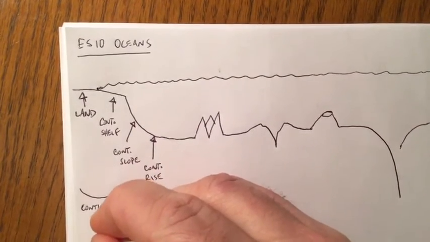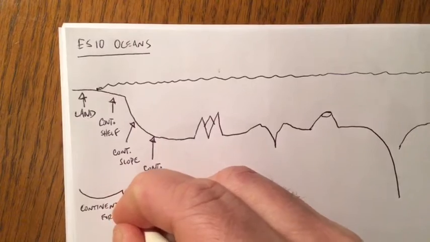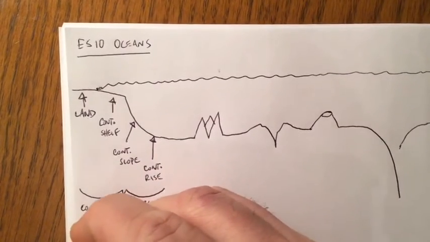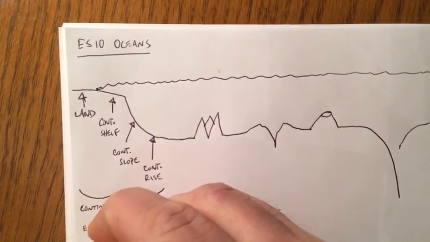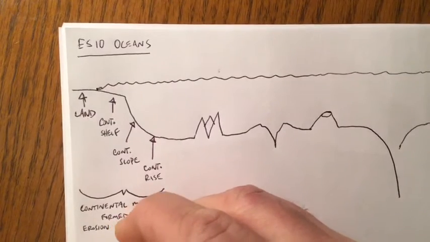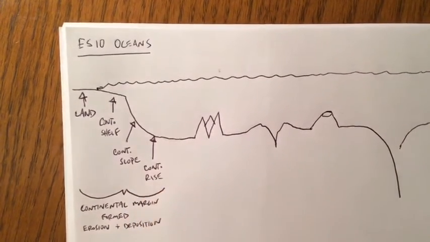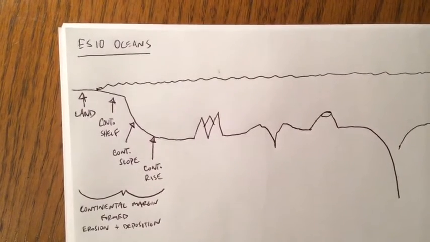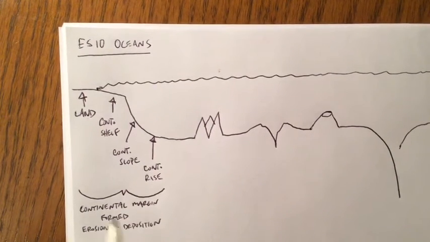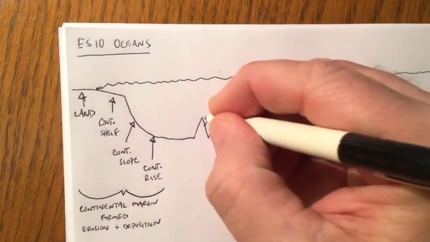and it is formed by erosion and deposition of continental materials. So rocks get weathered and eroded, the sediments get carried by rivers down to the sea and dumped off, forming this big pile, which is the continental margin.